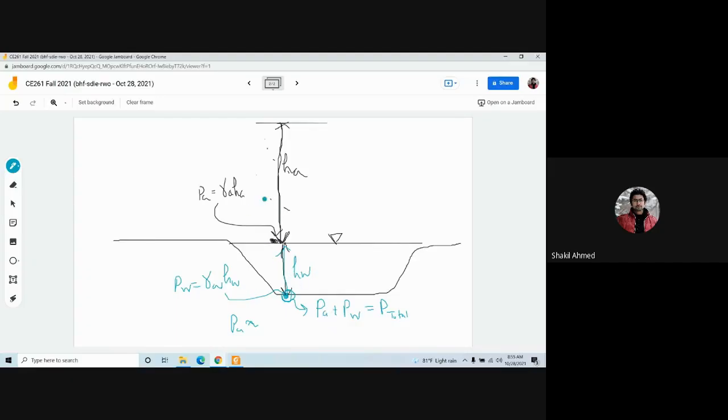Okay. So in that case, you consider PA, and to measure the pressure at any point, you need to take both PA plus PW. So since we are taking overall pressure, all the pressures together, that's why we call it absolute pressure, P absolute, right? We call it P absolute pressure. Okay.